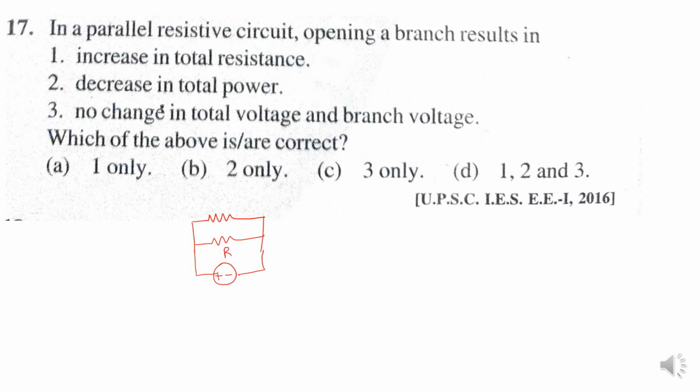Here the value is R1 and this one is R2. See here, in the parallel resistive branches, I am going to remove the resistance. Removing the resistance means here it is open circuited. The terminal is opened.